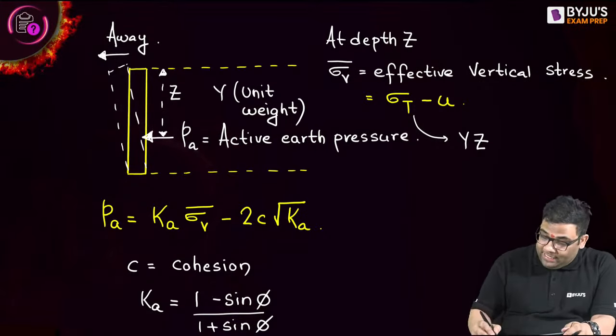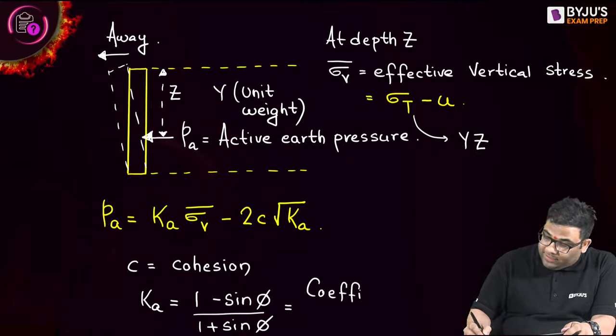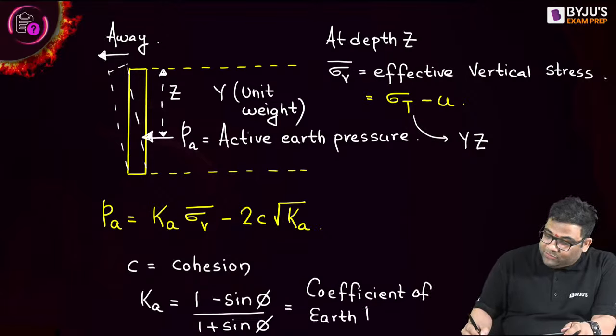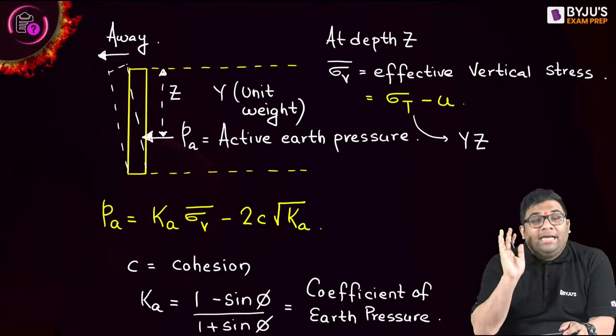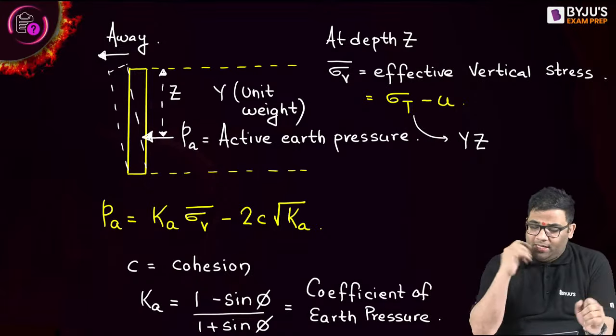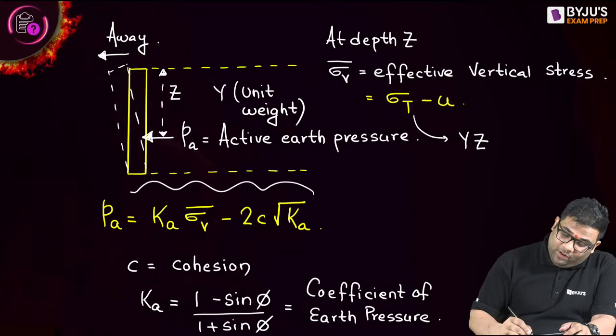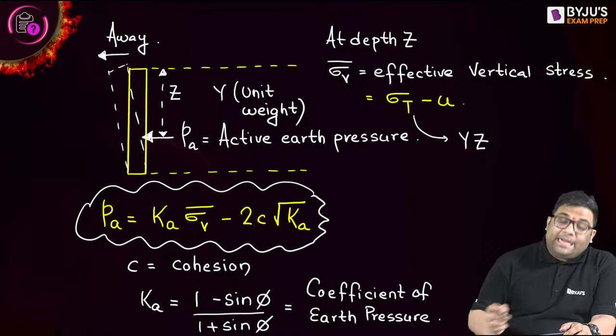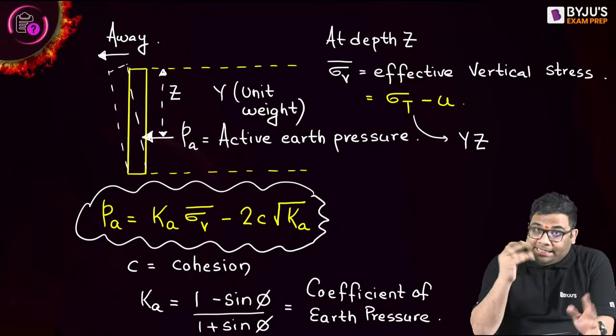So Ka is also the coefficient of earth pressure, and it is the active earth pressure coefficient. Active earth pressure Ka is 1 minus sin phi by 1 plus sin phi. Understood? Very easy. So this is the formula for finding the active earth pressure at any depth.